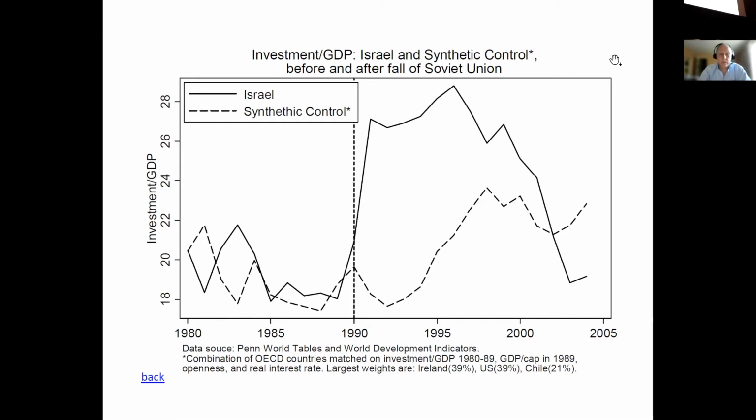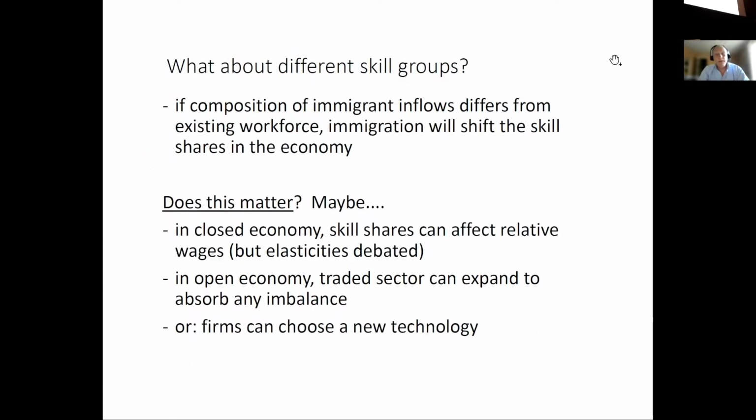What about different skill groups? Well, if the composition of immigrants is about the same as the composition of the existing workforce, then the inflow shouldn't necessarily affect relative wages, but if it's different, it will matter, or potentially could matter, depending on whether you can expand the industries that use the group and supply more.